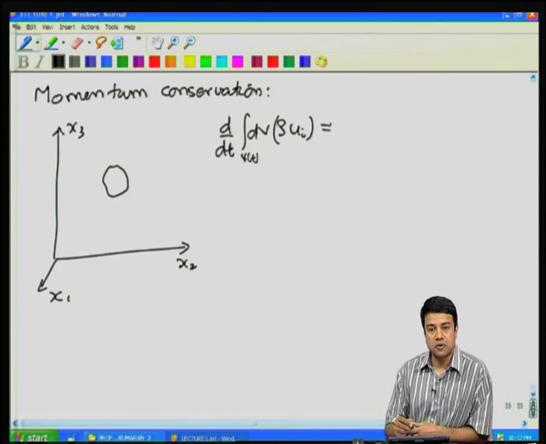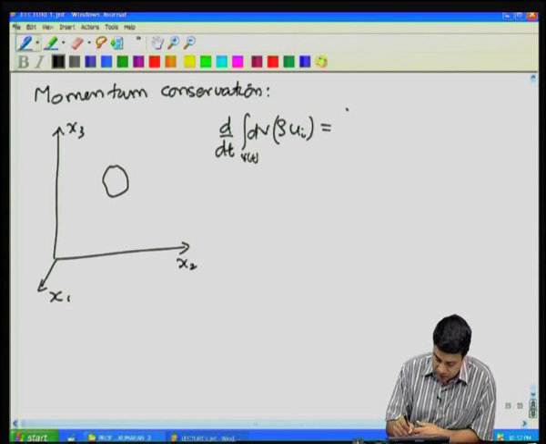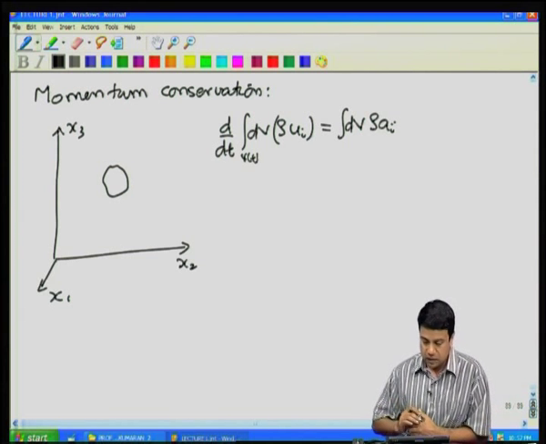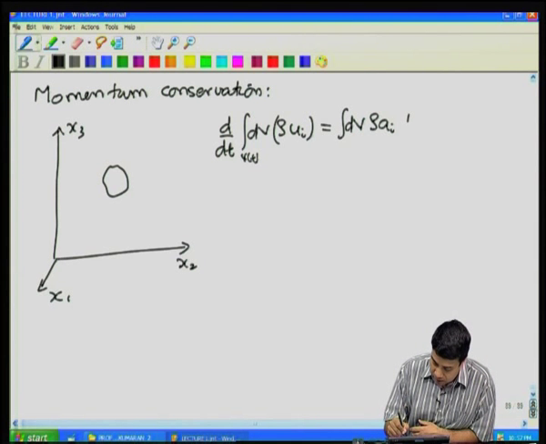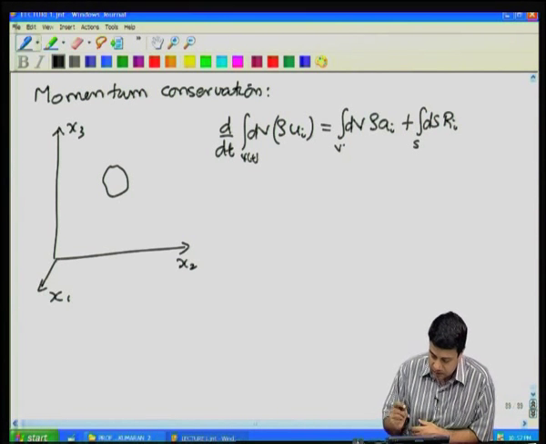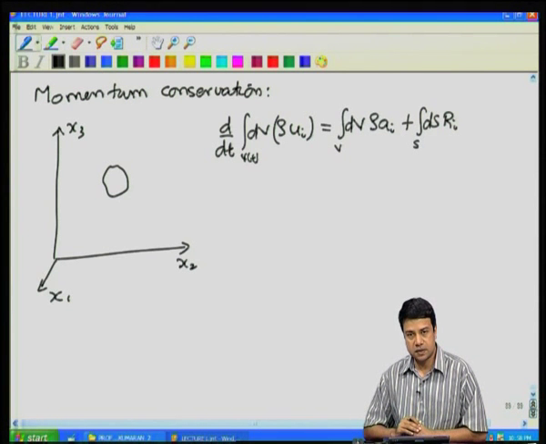Body forces are proportional to the total volume: integral dV of rho times a_i, where a is the acceleration vector and rho is the density, plus surface forces over the surface, where R is a surface force.